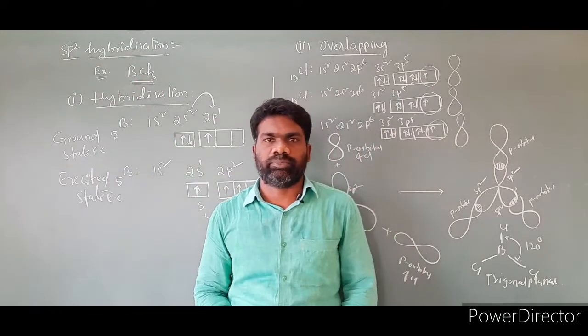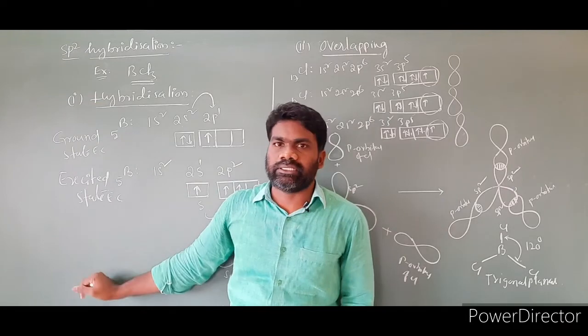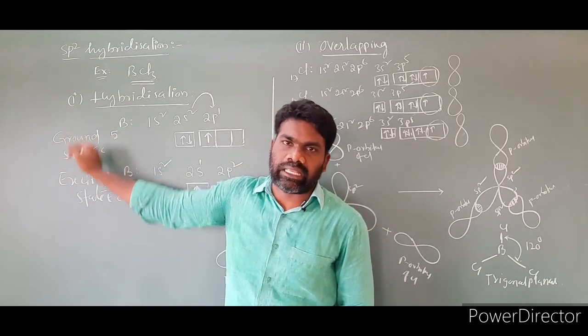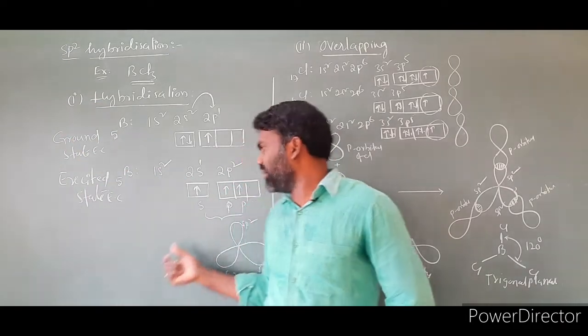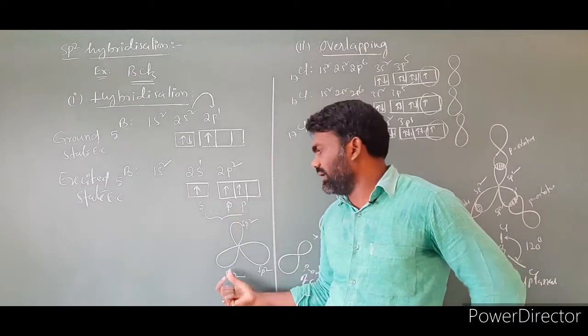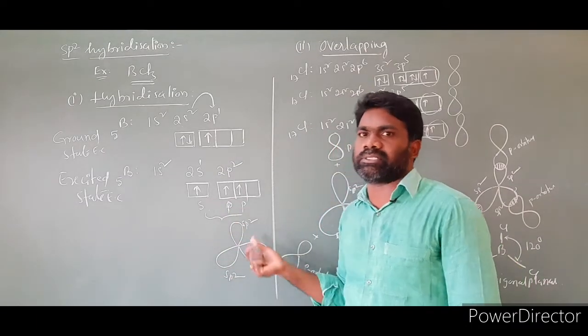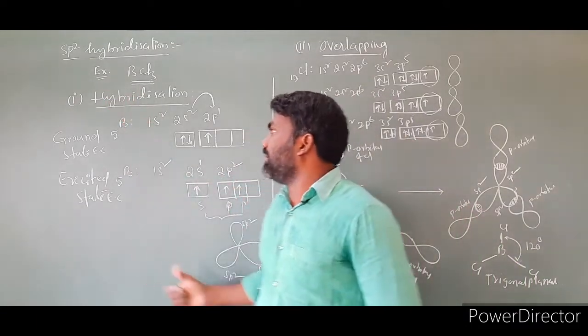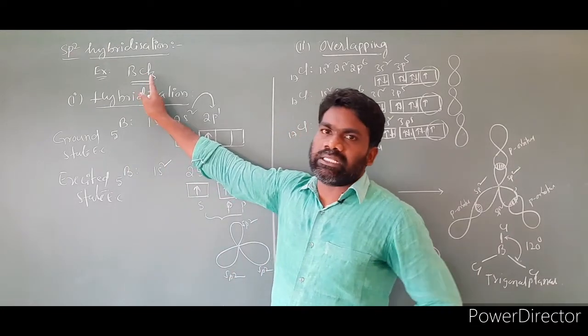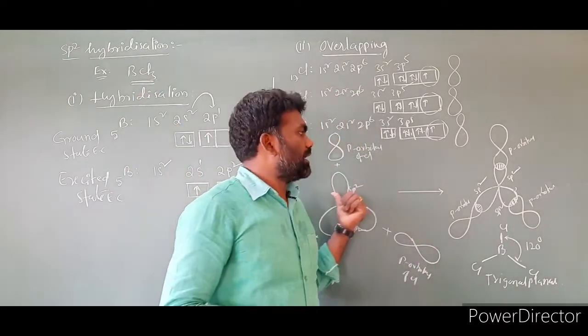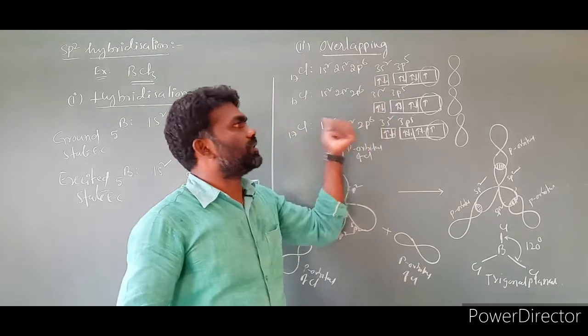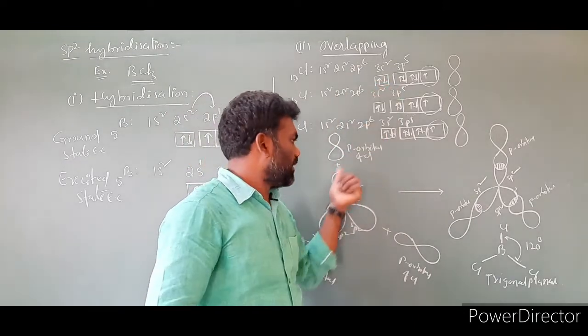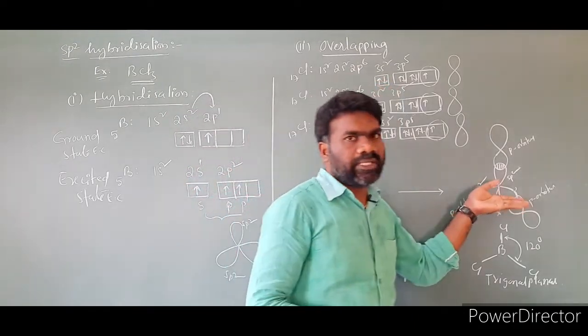So this is very simple. First we have to write the electronic configuration, and the excited state we have to write. Then how many orbitals will be there? We have to intermix them. You will get the number of hybrid orbitals. Then these hybrid orbitals we have to overlap with the other element. For that element, electronic configurations also we have to write, and we have to do overlapping. Finally we will get this structure.